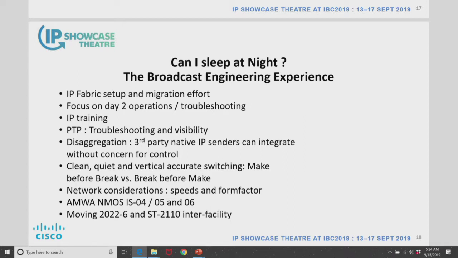And then 2022-6 versus 2110, no big difference from a network perspective. No difference. From a network perspective, these are all multicast streams. The same PTP is running. The only difference is the scale of multicast. So as long as you are comfortable with the scale of the multicast, then we are good.